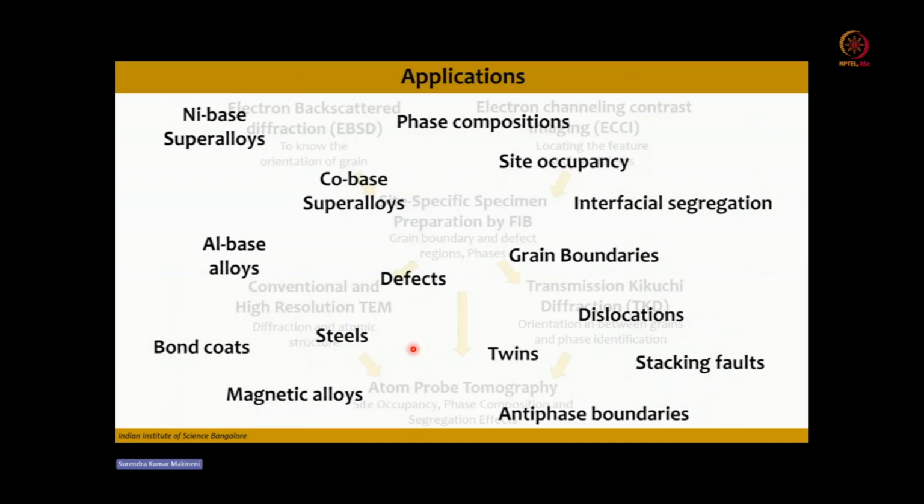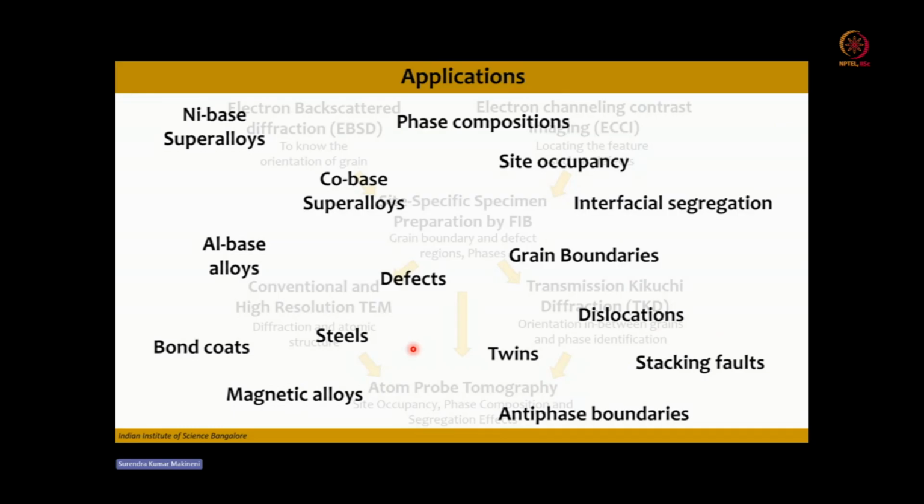With this, what I have shown till now are several examples related to defects, grain boundaries during recrystallization, and also the deuterium trapping or hydrogen trapping on the precipitates. And these are not only related to structural materials. These microstructural features are also responsible for the properties of magnetic alloys, bond coats, aluminum based alloys, even functional materials. So the interfaces play a very crucial role, and the structure and the chemistry.